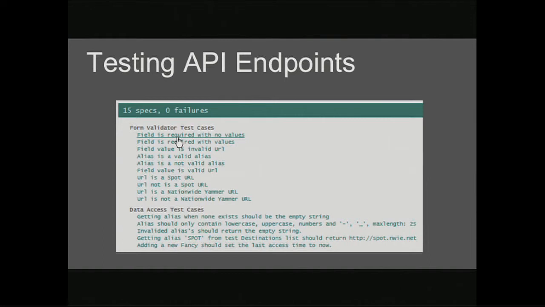So, testing API endpoints. This is an example of some unit tests and integration tests that I was using with Jasmine. This form validator, I guess it's not going to turn on for me, but the form validator test cases are testing all the different ways I'm expecting my inputs to fail. The data access test is me actually hitting the web server to make sure that it's responding, that my endpoints are there, and that the data is coming back in a manner that I'm expecting.